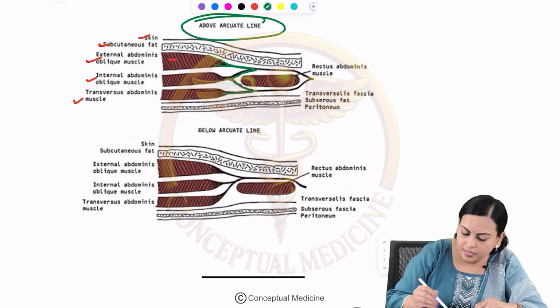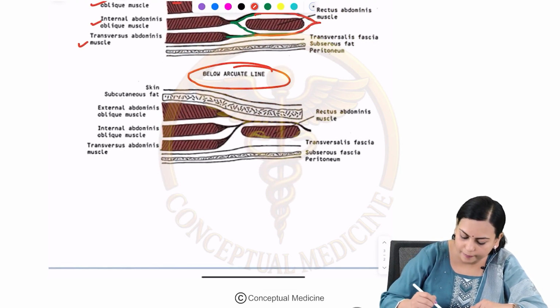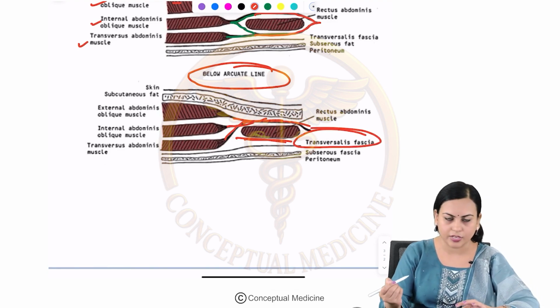Okay, this is above the arcuate line. What is happening is the muscle is surrounded on both sides. But below the arcuate line, once you come, all these aponeuroses are joining together and they are passing above the muscle. And here, if you see, the muscle directly lies on the transversalis fascia.